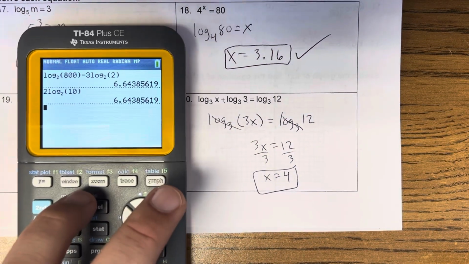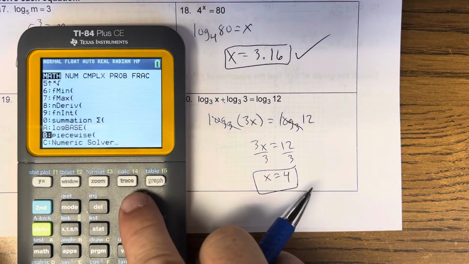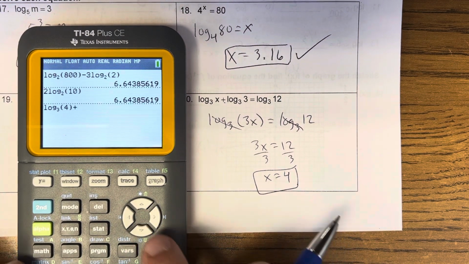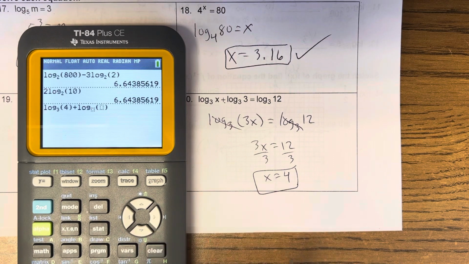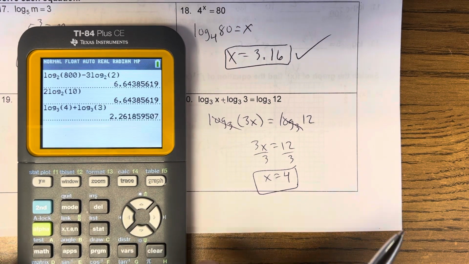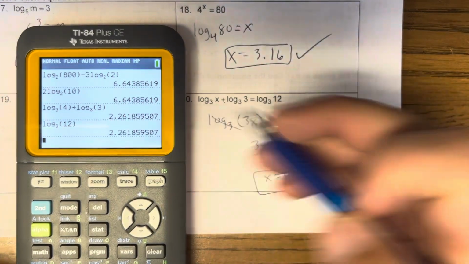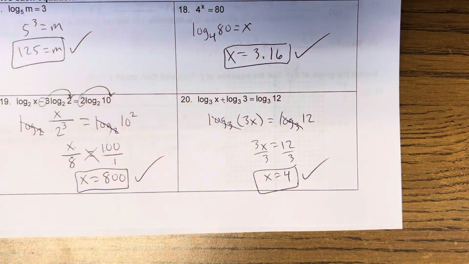I can go into my calculator and check it. Log base 3 of 4 plus log base 3 of 3, and then log base 3 of 12, they equal the same thing, so we got it correct.